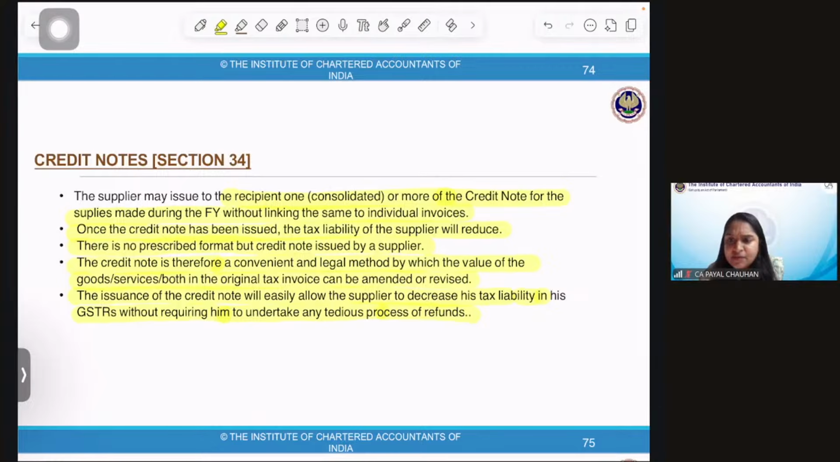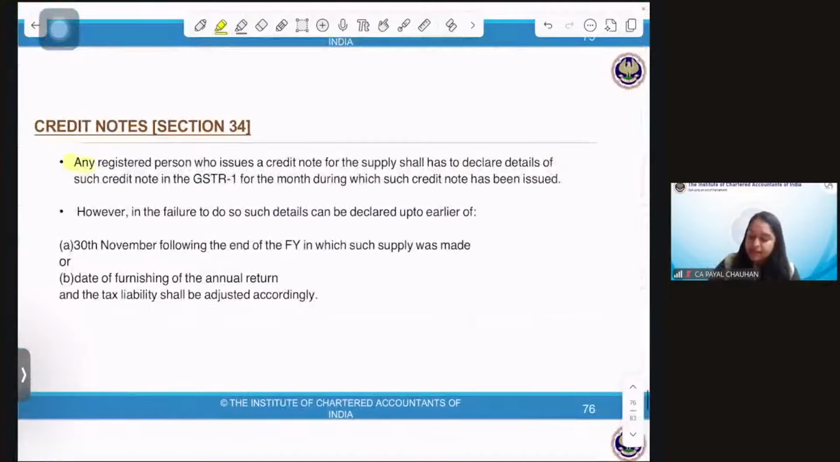Is there any e-invoicing? Of course, we did it in the e-invoice only. E-invoice is applicable for the invoice, debit note, credit note. Now, any registered person who issues a credit note for a supply has to declare the details of such credit note in GSTR-1 for the month during which the credit note has been issued.